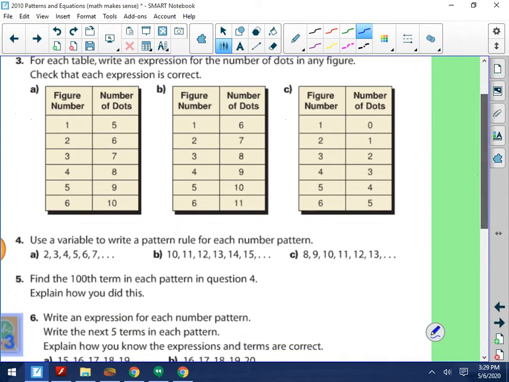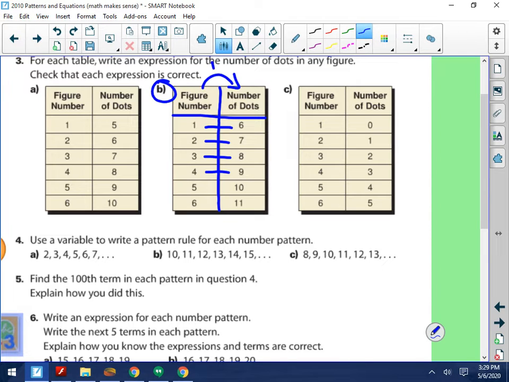Going on to 3b, we're given a t table on 3b. You can see this is a t table here. We just have to find that relationship to go from 1 to 6, from 2 to 7, from 3 to 8. So the relationship, of course, is plus 5. So I would write down here f, which stands for figure number, plus 5 equals dots. But some of you wrote down just f plus 5. That's okay, because we're writing an expression.